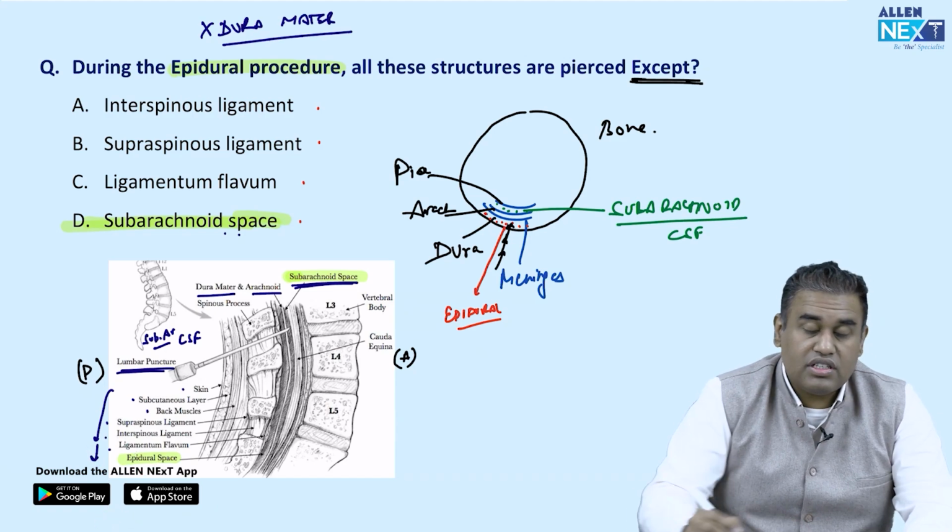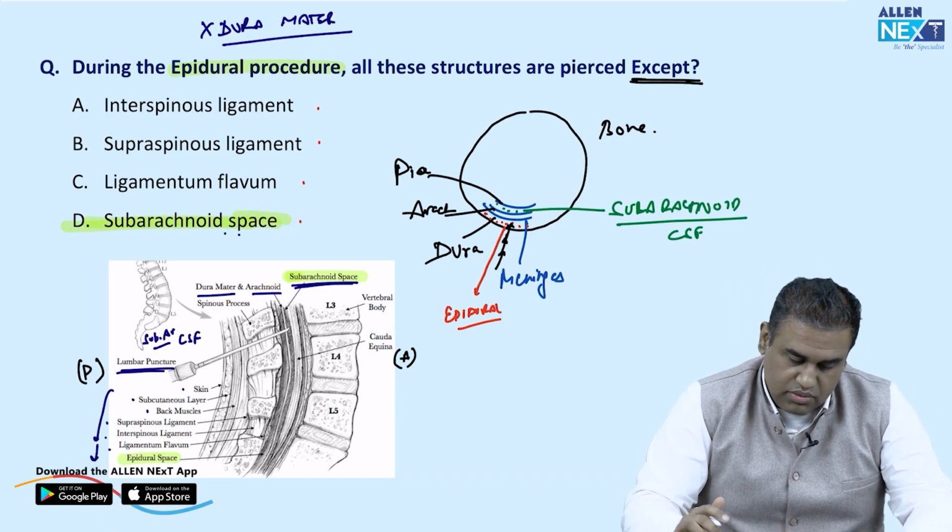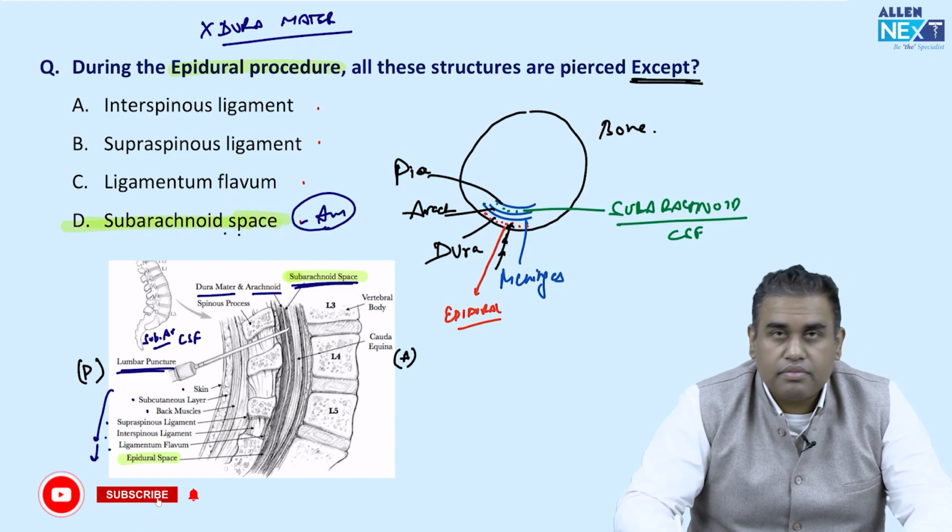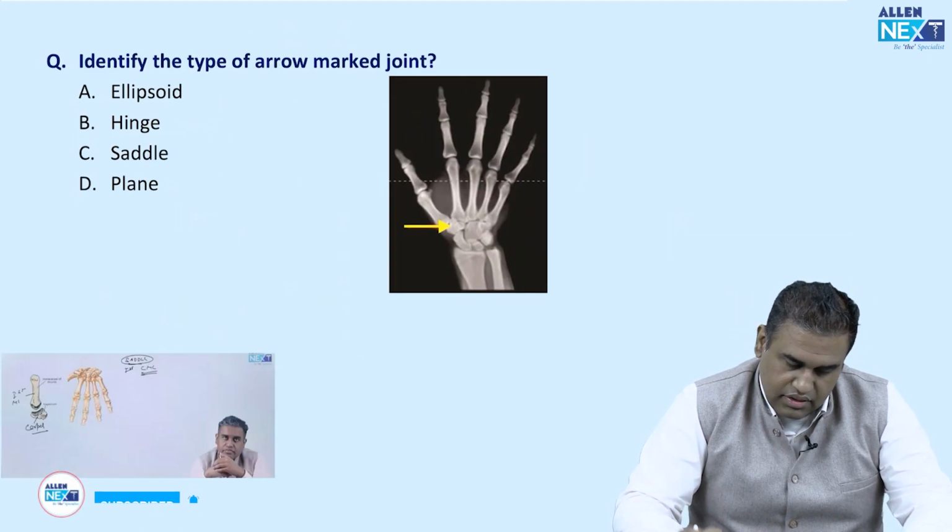You are going superficial to dura mater. Right? So remember this point. Answer is our option number D over here. Good question. Let us see the next one.